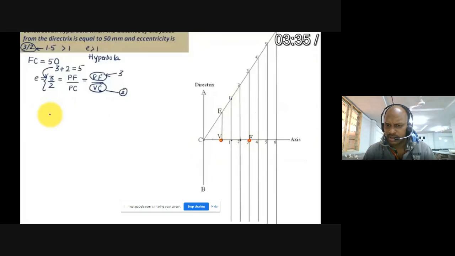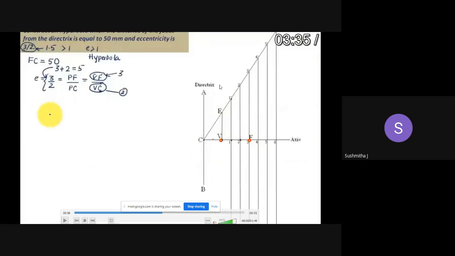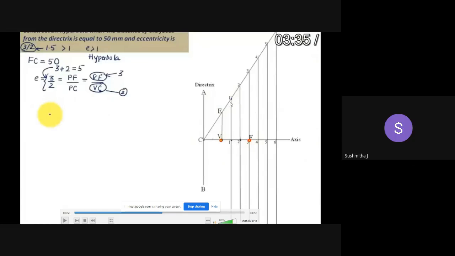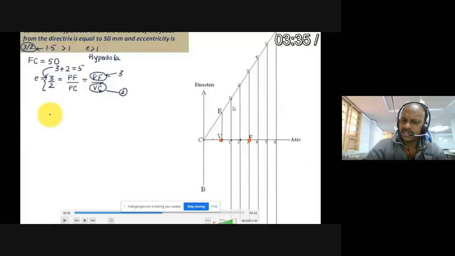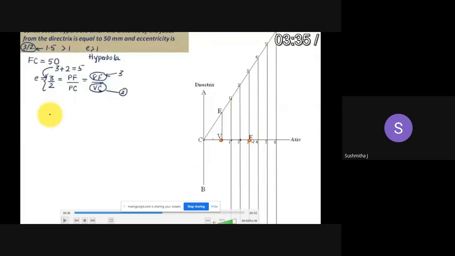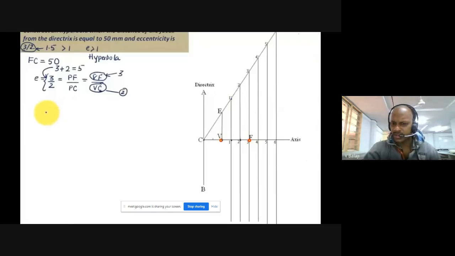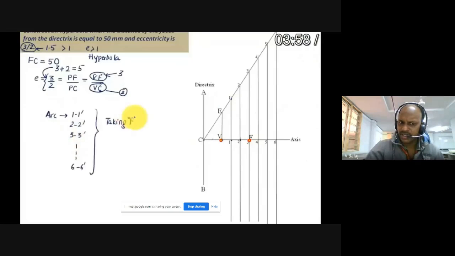And what is the next step? Can you remember? Drawing arcs. Arcs with what is the first radius? One dash. What is the center of that compass? Focus. Focus is always the center. So with the first radius you have to cut on the first line, one dash line above and below the axis. Now we can observe on the screen.